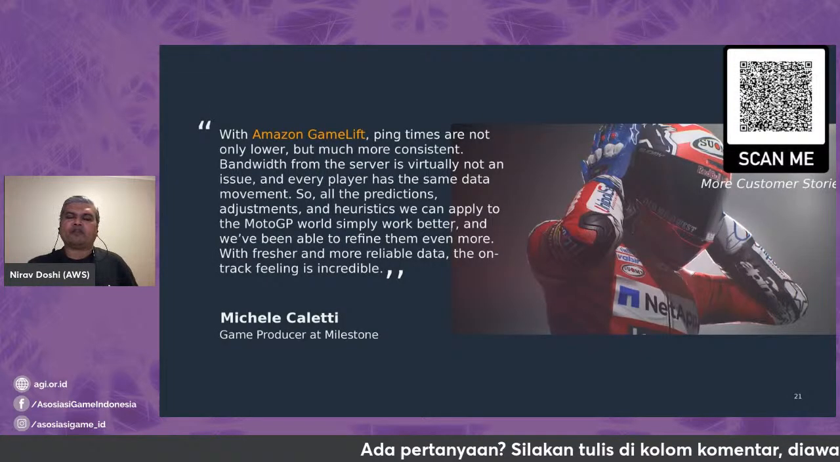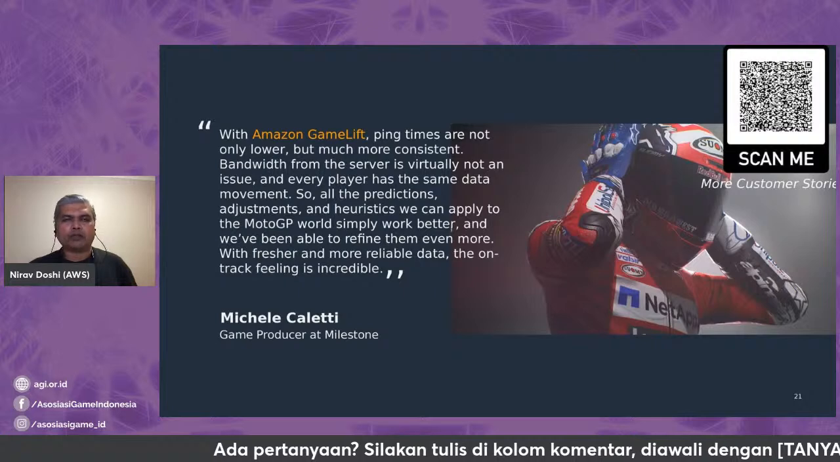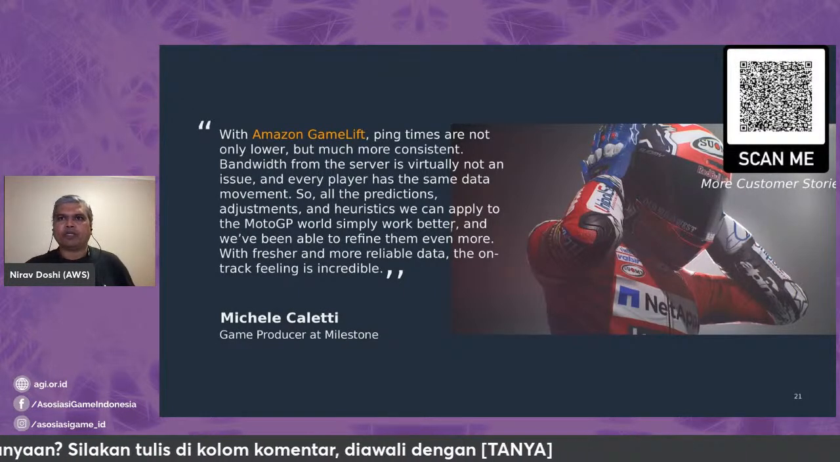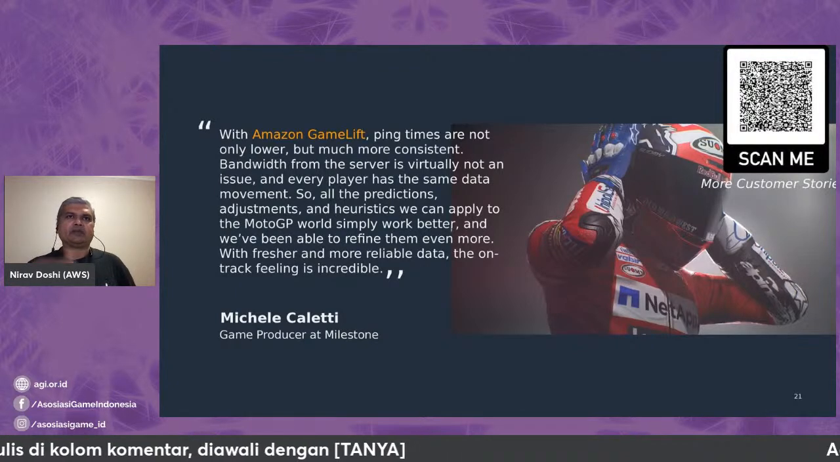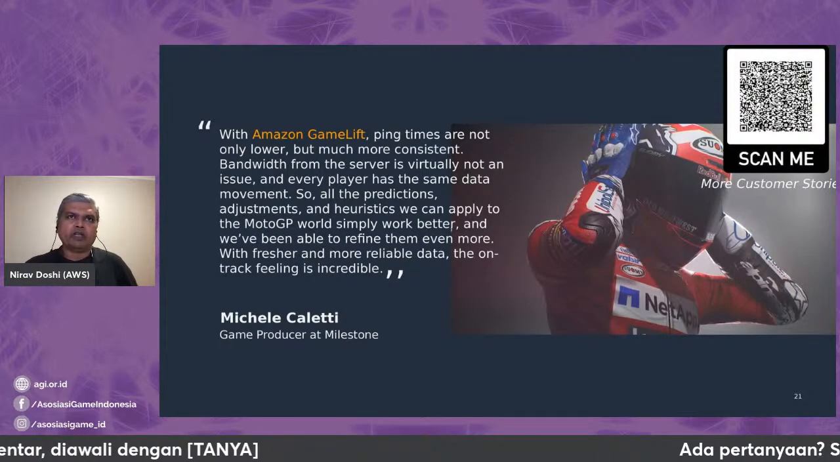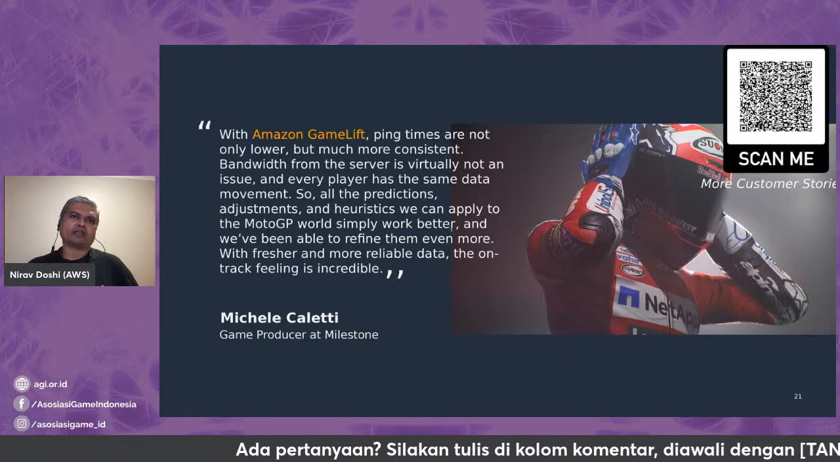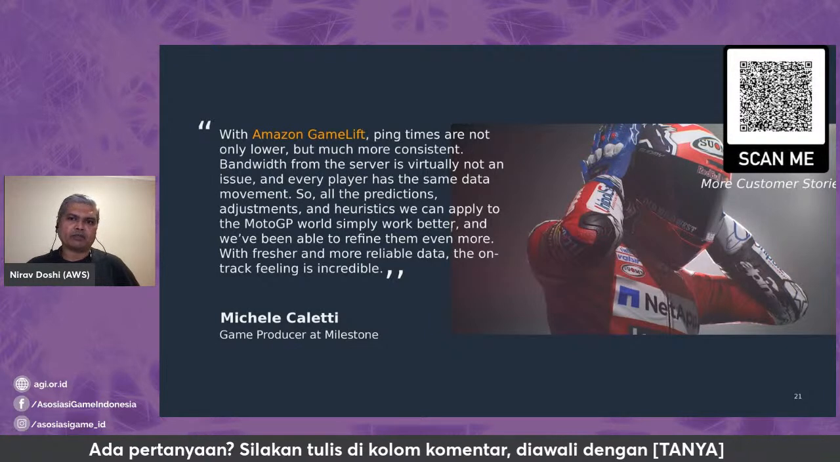This is another example of a customer called Milestone. Milestone builds MotoGP. If any of you have played MotoGP, this is definitely something that talks about GameLift and the benefit of using GameLift, how they are able to offload some of their effort in managing complex dedicated game servers.